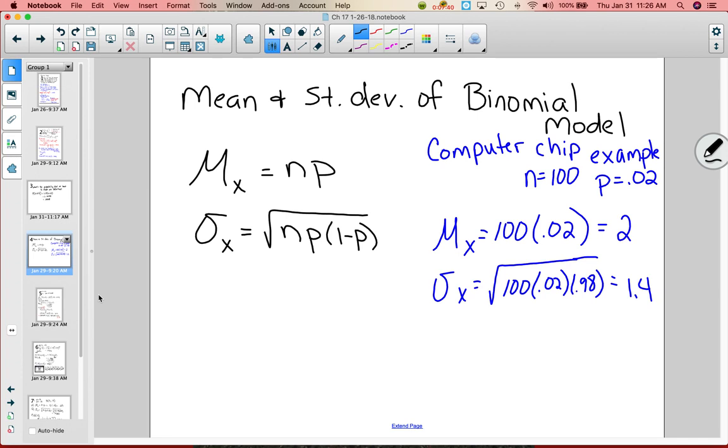So remember in our example, the success was bad. So for the computer chip example, with n being 100 and the probability of success being 0.02, then the mean of our binomial model would be 2, which means that's our expected number of bad chips in our set number of trials of 100. Our standard deviation, when you fill that into the formula, you get 1.4 chips. These are 2 formulas that you can find on your yellow sheet, which is the same formulas that are available to you on the AP exam.